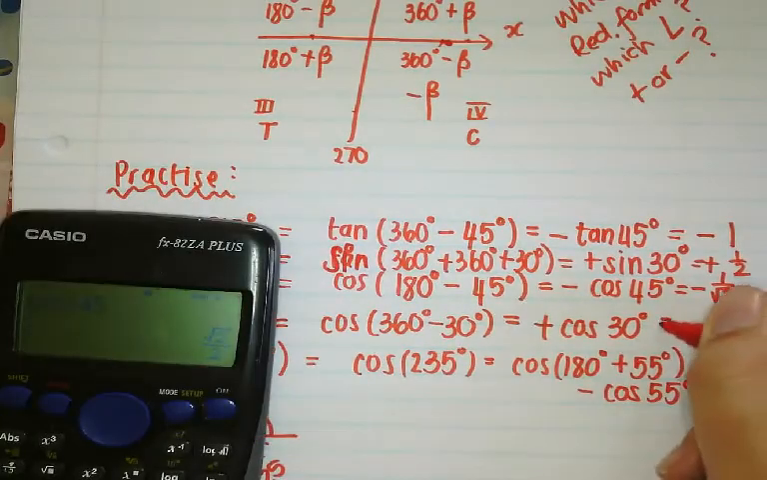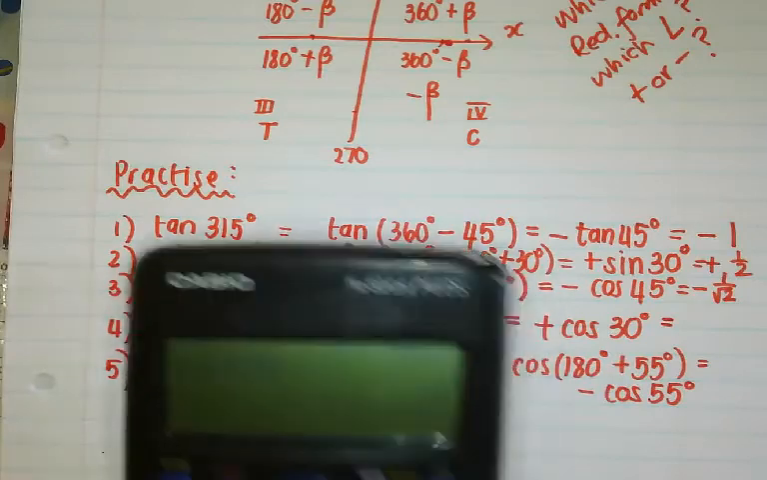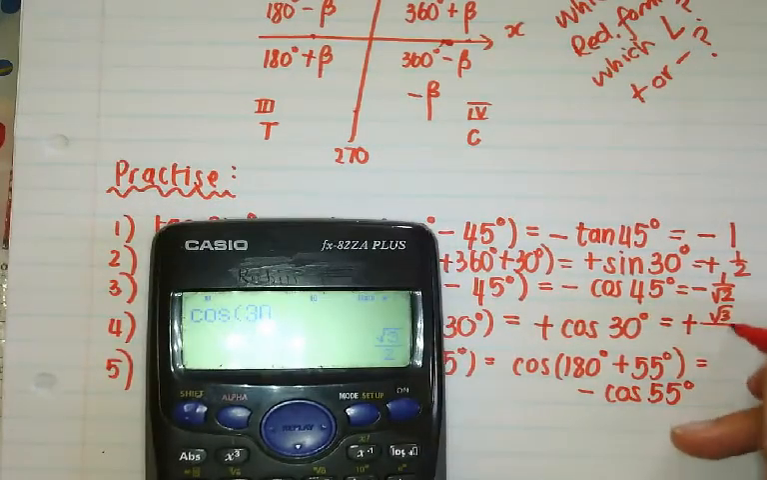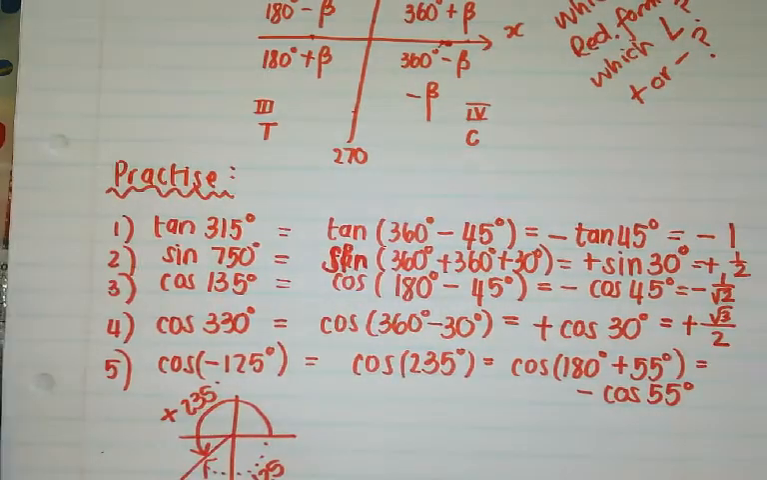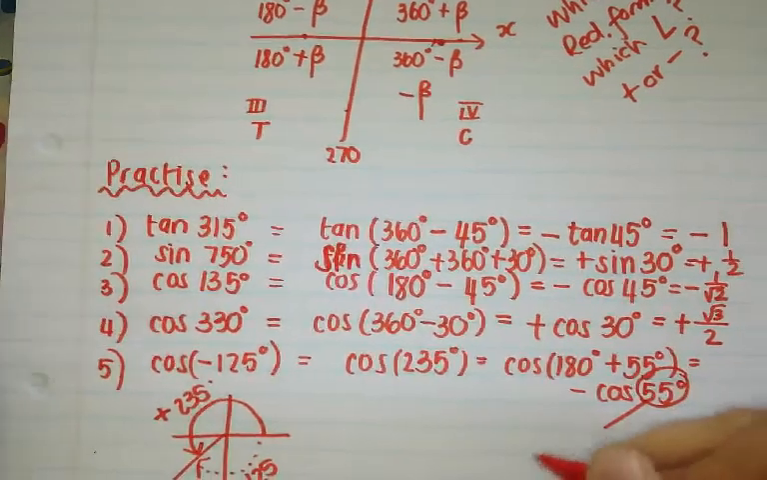Positive 30, cos 30 is square root 3 over 2, and it's positive square root 3 over 2. Is cos 55 a special angle? No, it's not. So my answer, I would actually need a calculator to calculate. So not a special angle, would need a calculator.